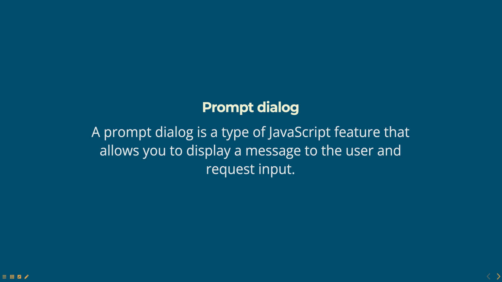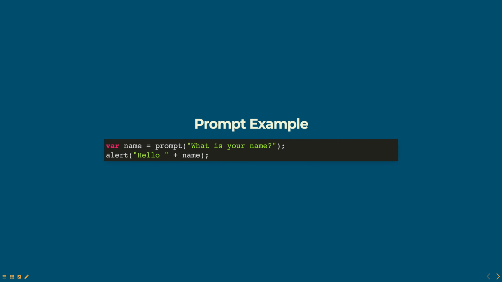A prompt dialog is a type of JavaScript feature that allows you to display a message to the user and request input. Here is an example of a simple prompt dialog. When this code is executed, the web browser will display a prompt dialog with the message, "What is your name?" and a text field for the user to enter their value.